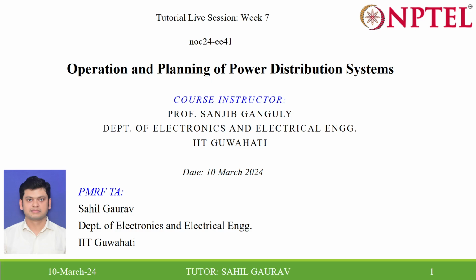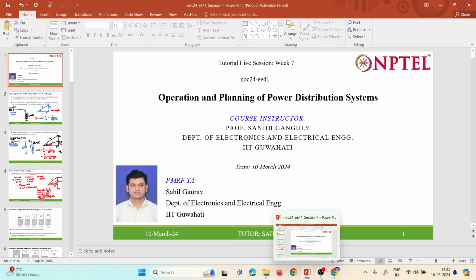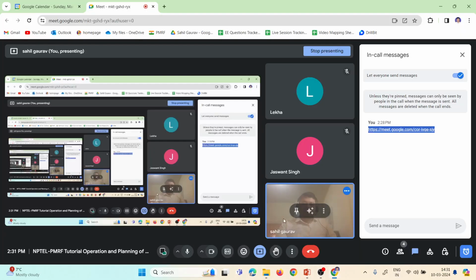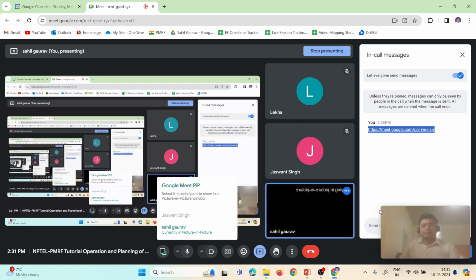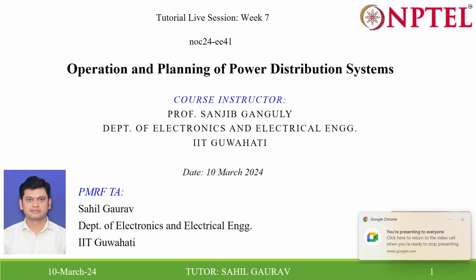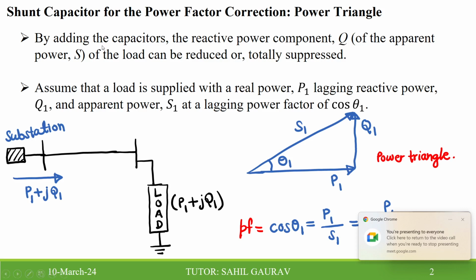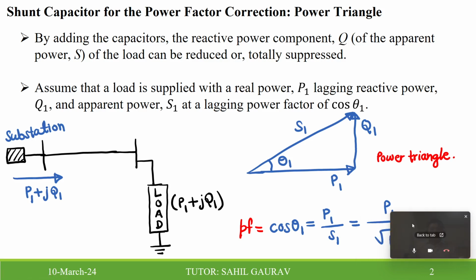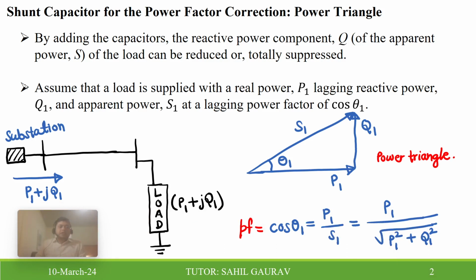Now in today's session, we are going to see problems based on reactive power compensation with capacitor banks in distribution networks. So let us see here the shunt capacitor for power factor correction, and here we see the power triangle.